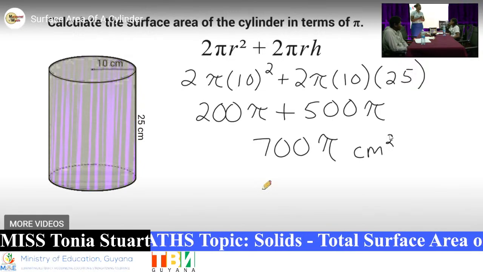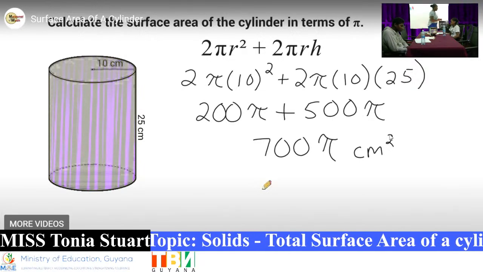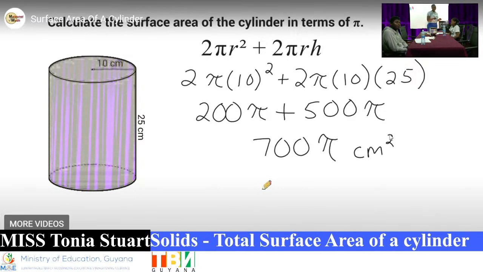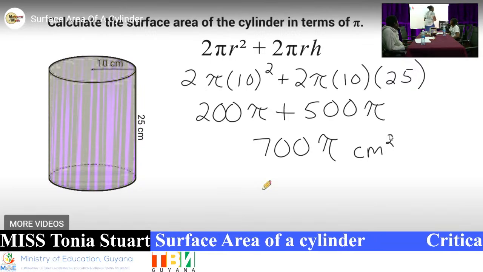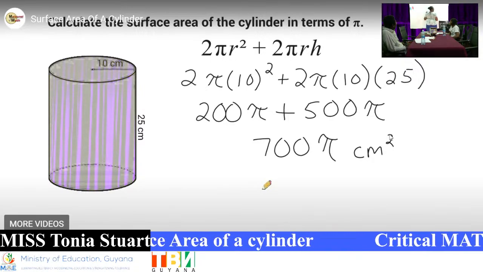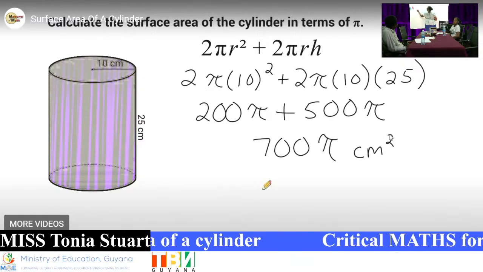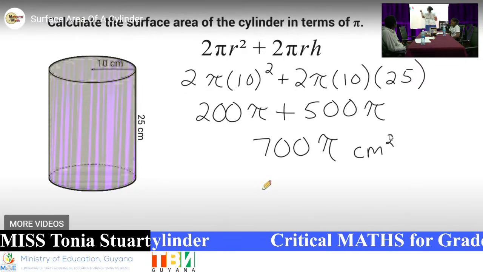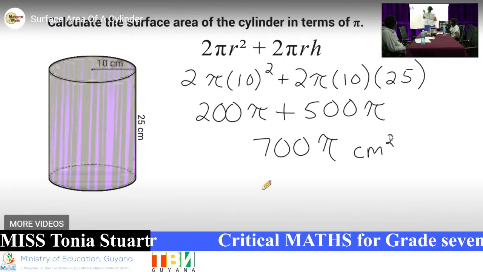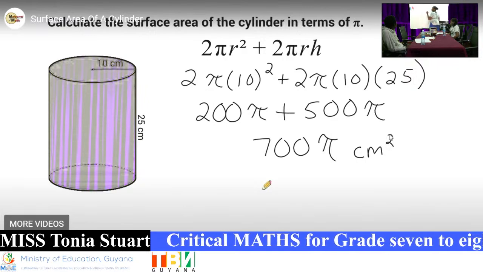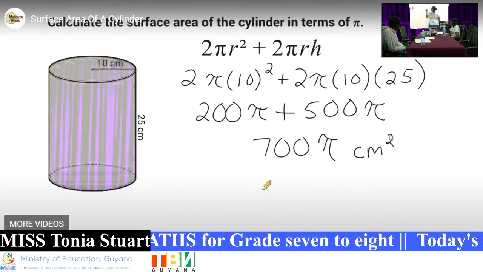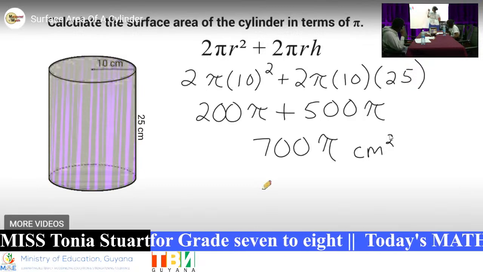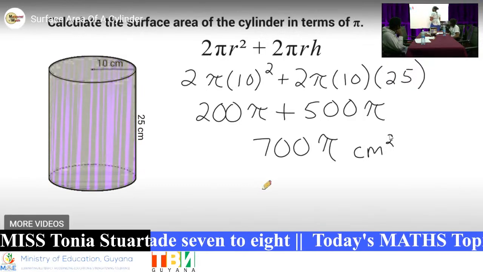Okay? All right. So I'm going to show you now. I'm adding that work in there. I'm adding the total surface area, and according to our answer there we have 700 pi cm square. Good.